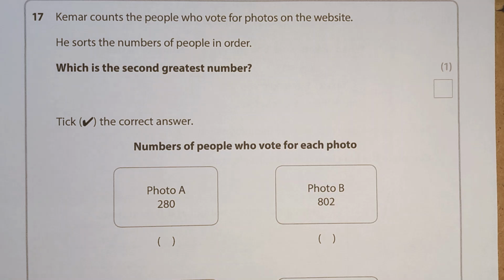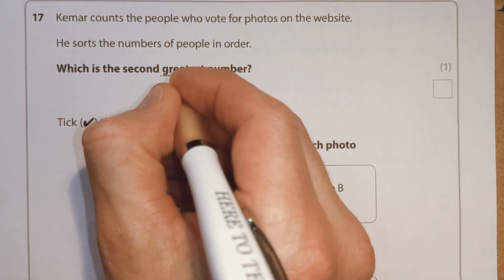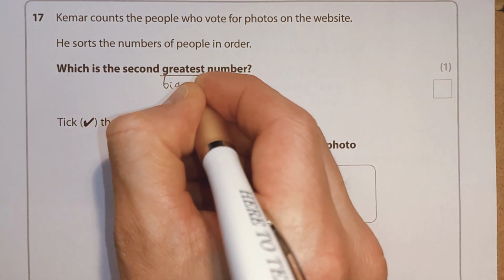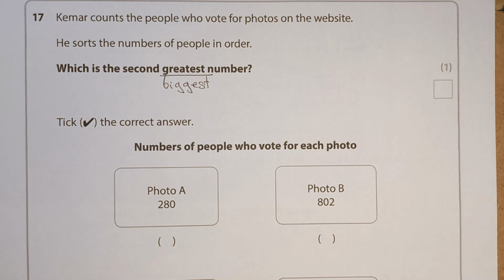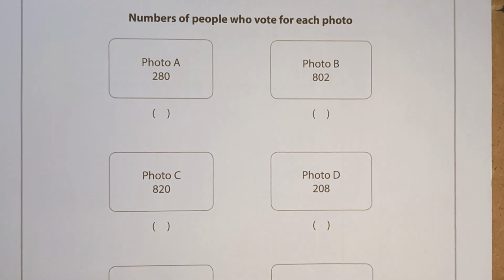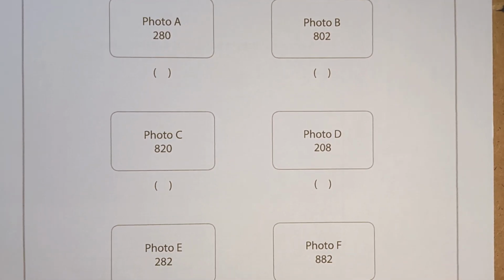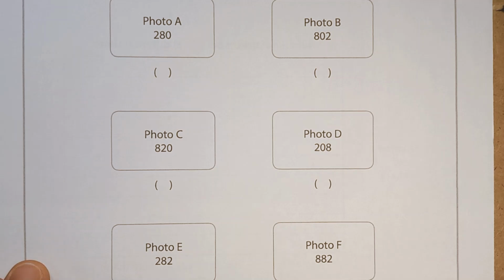And question 17. Kemar counts the people who vote for photos on the website. He sorts the number of people in order. Which is the second greatest number? When they say greatest, what they mean is the biggest number. Okay? Doesn't mean greatest in terms of best, just biggest. Right, so these are the numbers of people who voted for each photo. And we want the second biggest one.